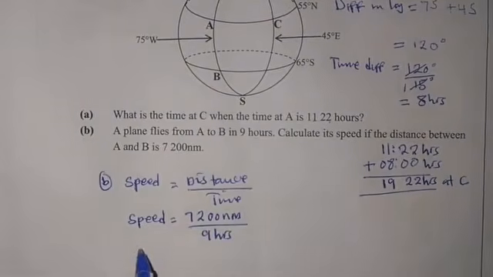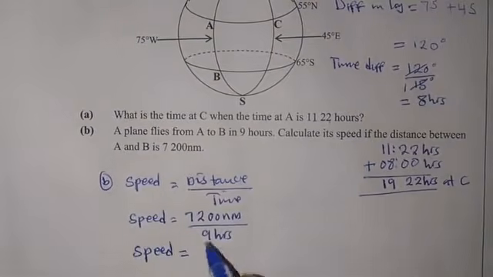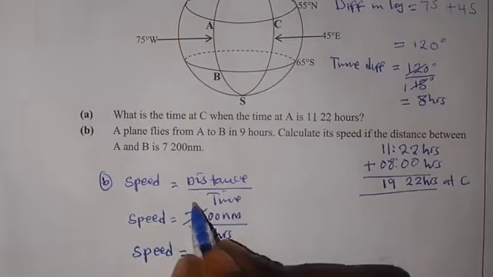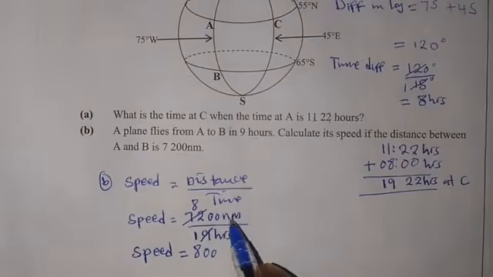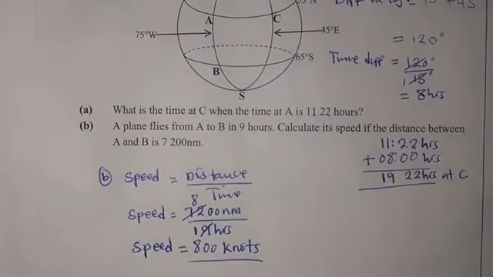So from here, we are going to say speed is equal to, so we can say 9 into 72, because there are 8 times. So 8 and these two remaining zeros. Now, because the distance is in nautical miles, our speed will be in knots. Okay? So speed is equal to 800 knots.